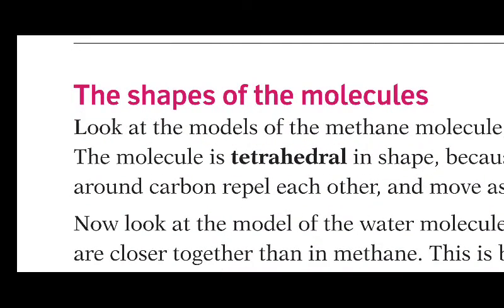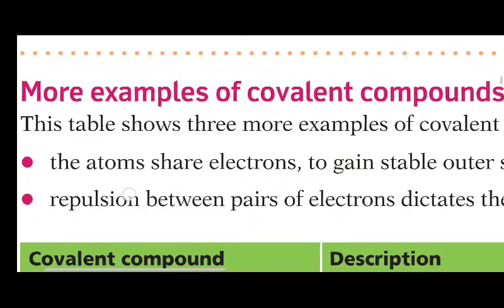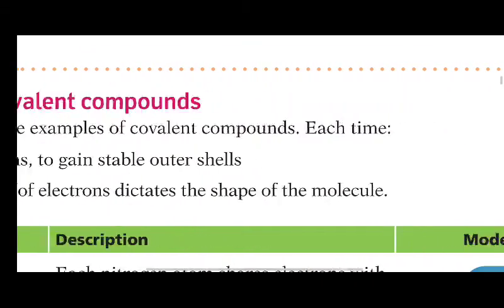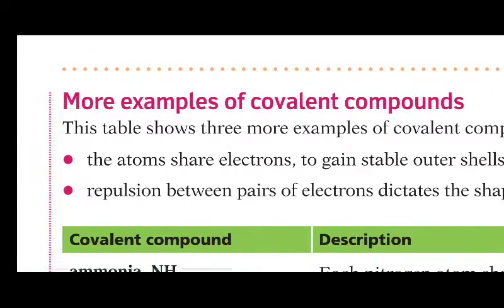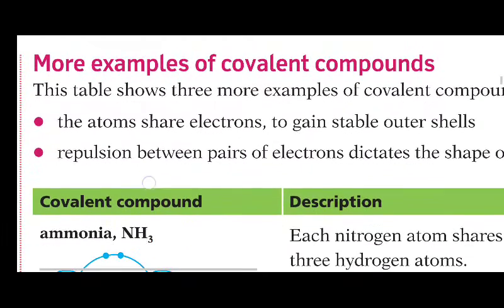Alright, so it's about the shapes of the molecules. Okay, let's skip that. Let's just follow the syllabus. Let's not get carried away. It says more examples of covalent compounds. They say this table shows 3 more examples of covalent compounds. Each time the atoms share electrons to gain stable outer shells. So that's the first thing about covalent compounds. The atoms in the compound share electrons to become stable. They don't lose or gain, they just share.